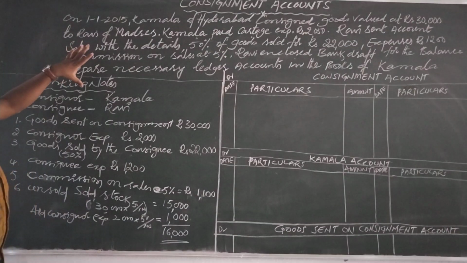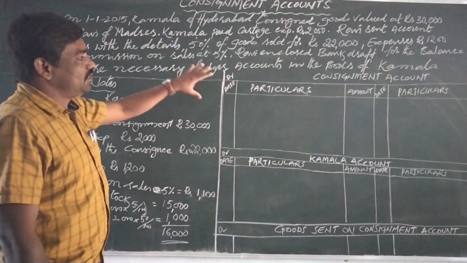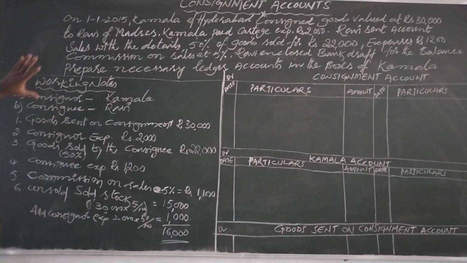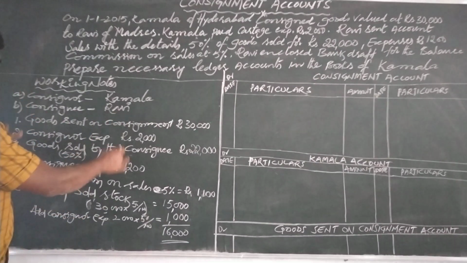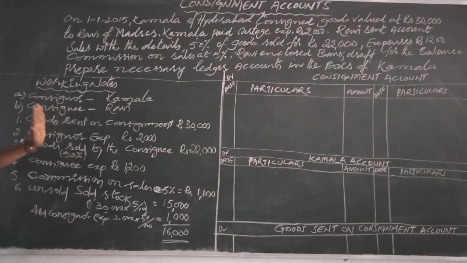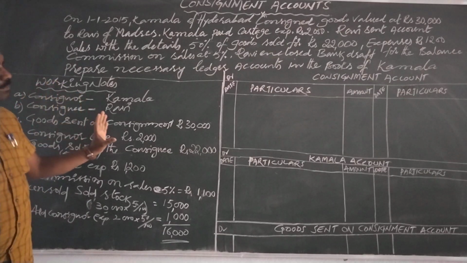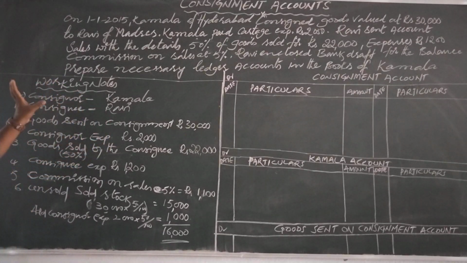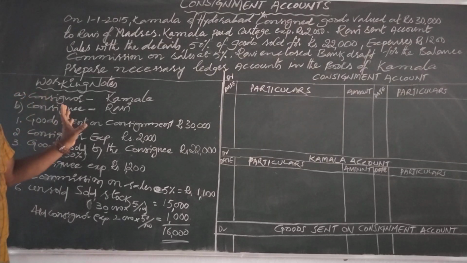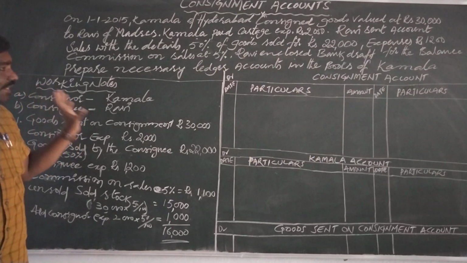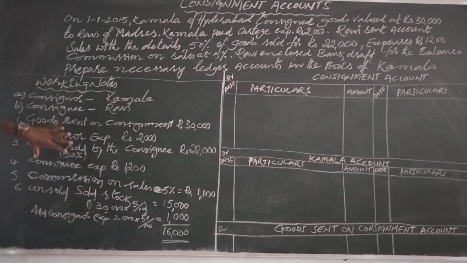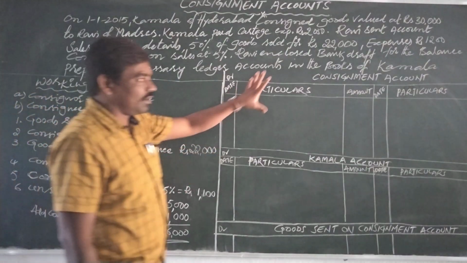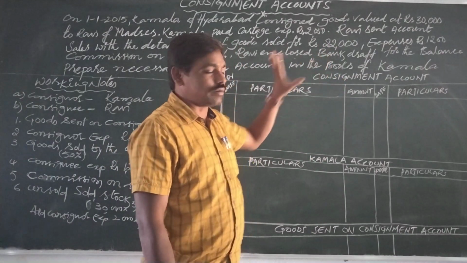To prepare the ledger accounts, first we need to make working notes for the given problem. I have prepared working notes, and one by one I will explain. Similarly, you have to do the same in the exams whenever you are given a problem on consignment accounts. These working notes are very important. With the help of working notes, it is easy to prepare ledger accounts in the books of the consignor.